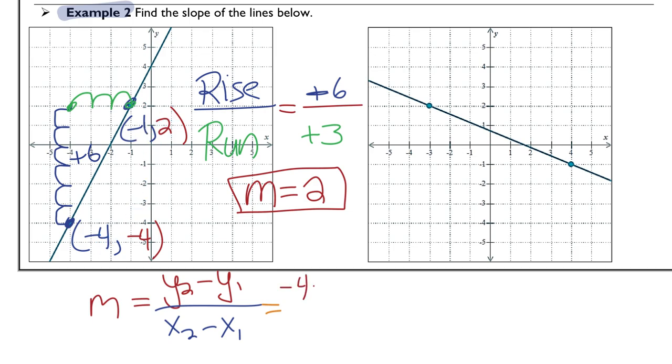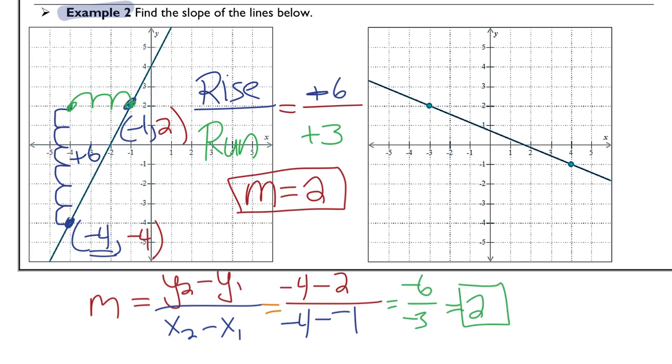So let's do negative 4 minus 2 all over, well, since we started with negative 4, we have to start with the blue one of negative 4 on this point and subtract a negative 1. This gives us negative 6 over negative 3, which is in fact positive 2 as well. So that will get us the same answer, and they're both useful.